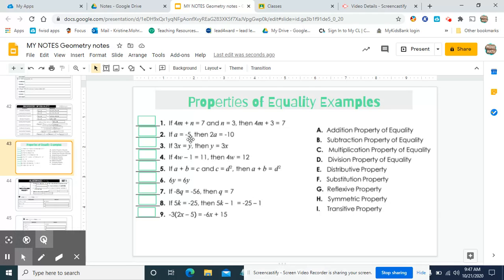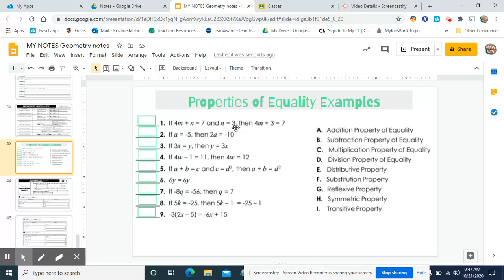our correct answer. So the first one, if 4m plus n equals 7 and n equals 3, then 4m plus 3 equals 7. That's a lot of numbers, a lot of letters. Basically, what you're saying is, how did I get from this first if statement, my hypothesis, to this then statement, the conclusion? Well, we see here we started with 4m. We still have 4m at the end. We have plus n, but now we have plus 3.